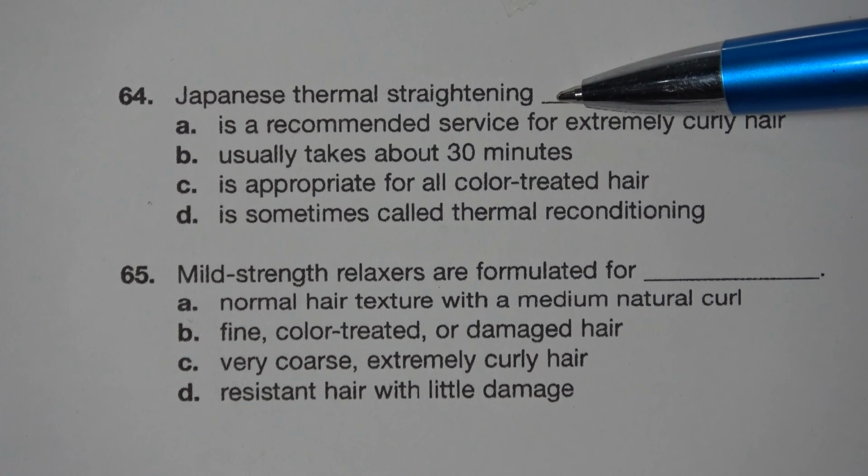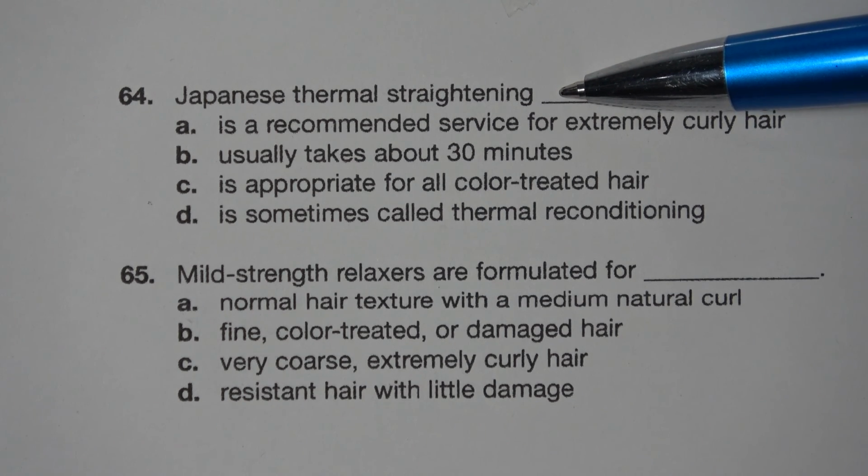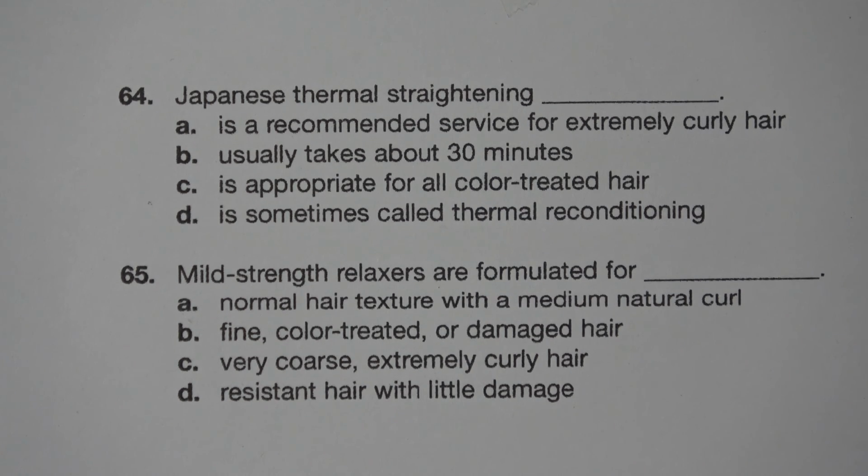Number 64. Japanese thermal straightening. Is it A, is a recommended service for extremely curly hair? B, usually takes about 30 minutes. C, is appropriate for all color treated hair? Or D, is sometimes called thermal reconditioning? And the correct answer is D. It's sometimes called thermal reconditioning.